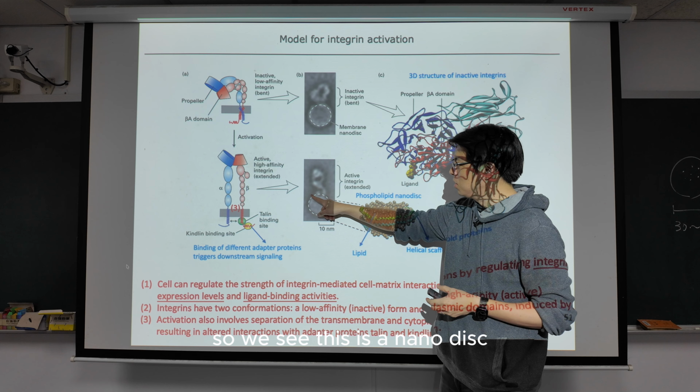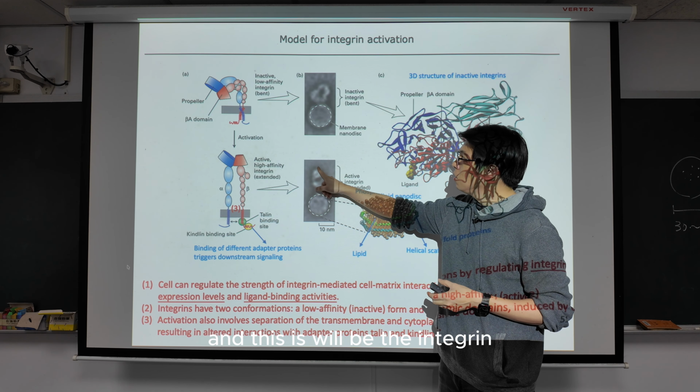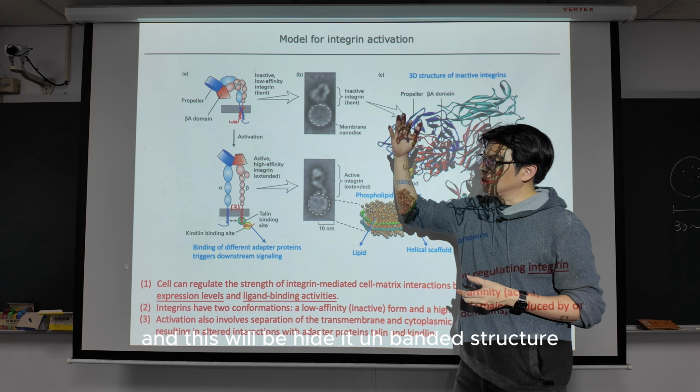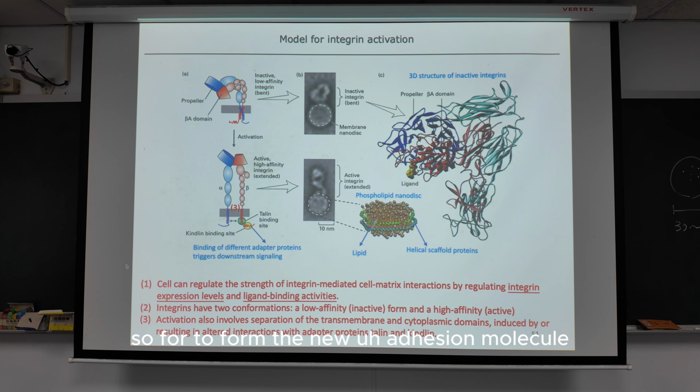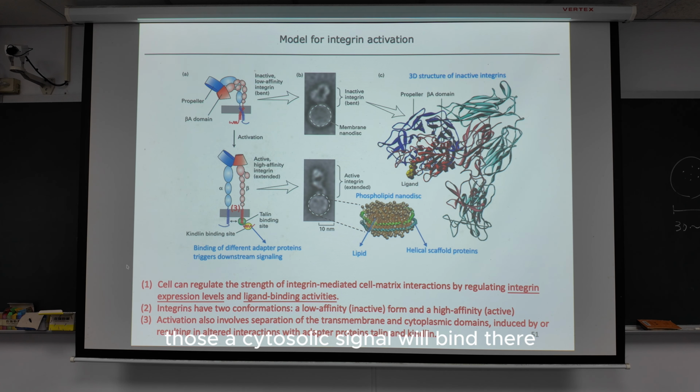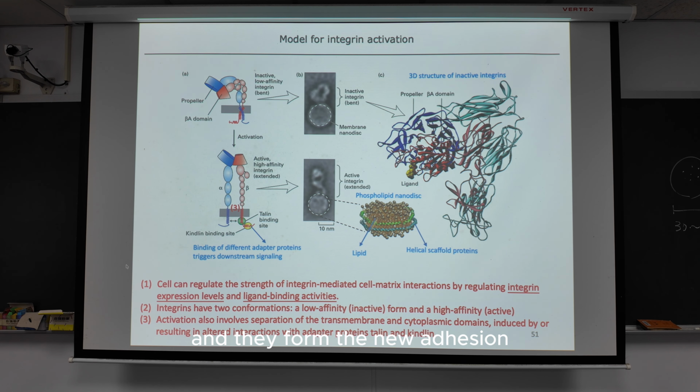So we see this is a nanodisk, and this is the integrin, with this one a bent structure and this one a stand-up structure. To form the new adhesion, those cytosolic signals bind there and activate the integrin, and they form the new adhesion. On the rear side, they remove those activating signals and the integrin bends. That is why they remove the old focal adhesion complex.